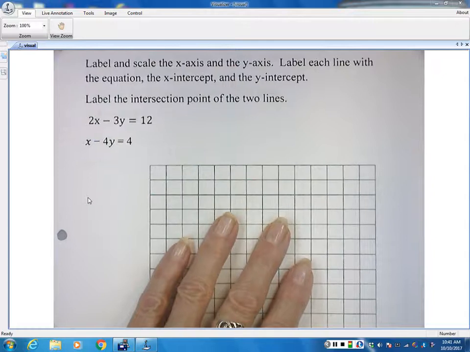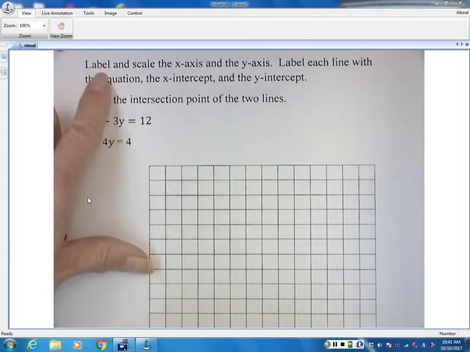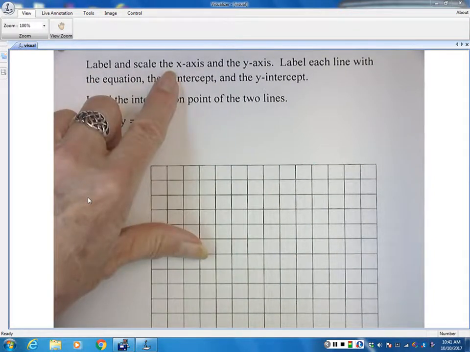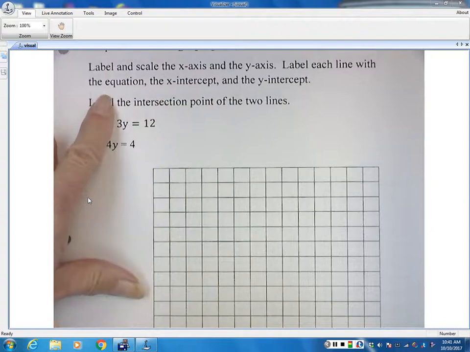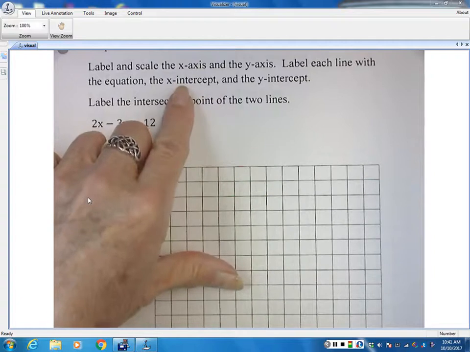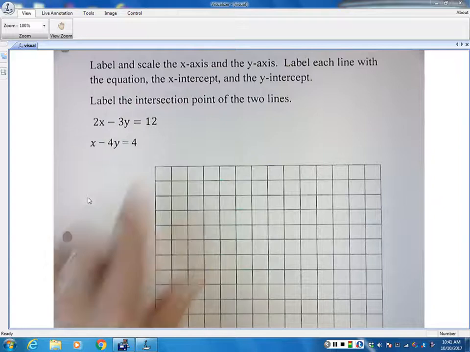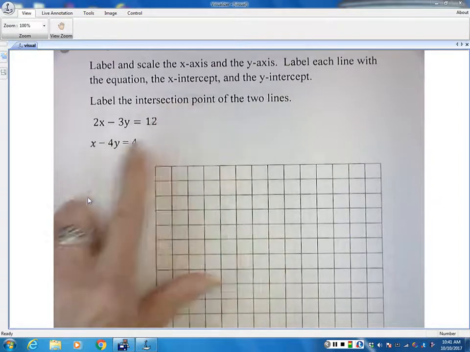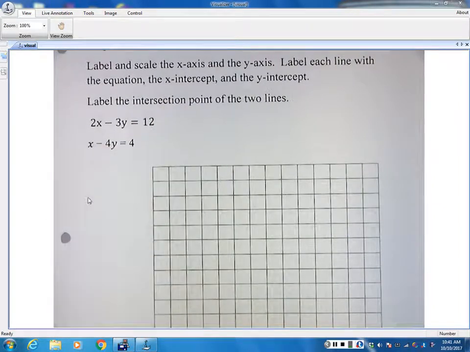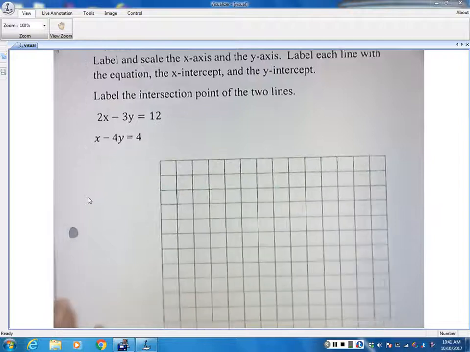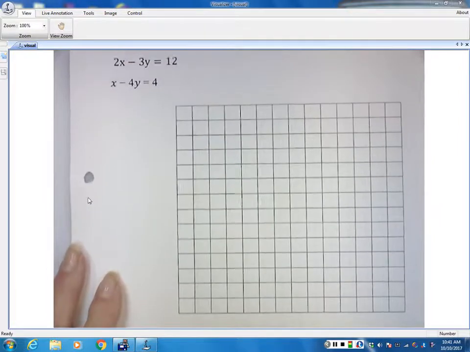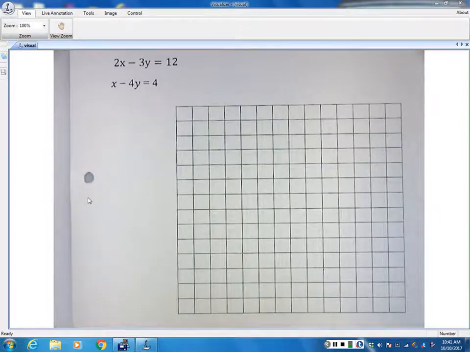And when we get finished with that, I want to make sure that we've labeled and scaled the x-axis and the y-axis, and that you label the line with the equation. That's going to be also very important in Chapter 3. And that you label the x-intercepts, the y-intercepts, as long as there are. Sometimes there will be some lines that won't have both. And then we're going to label the intersection point of the lines if they cross. Okay? So I'm going to move the instructions out of the way so I can just see the graph grid.